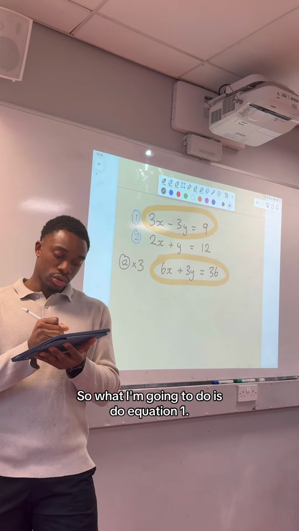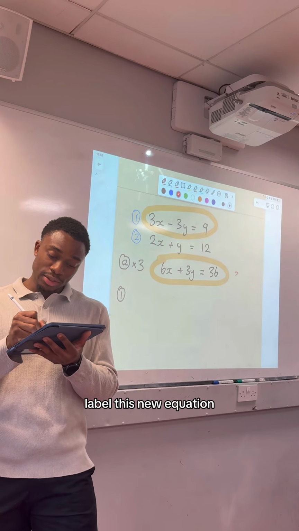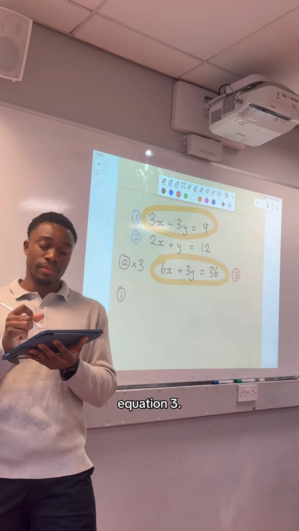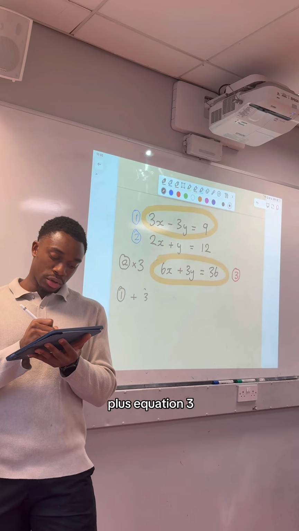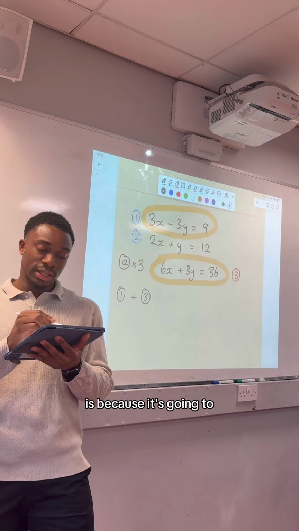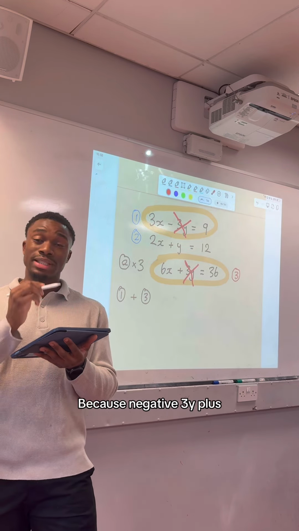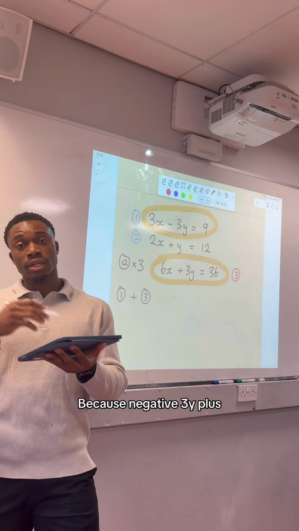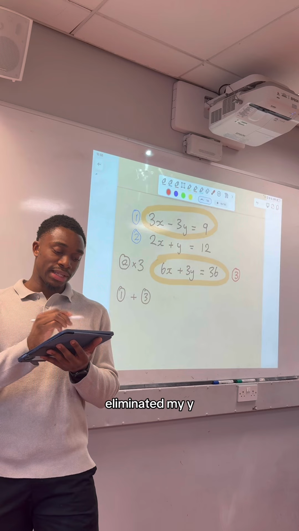So what I'm going to do is do equation 1. Before I do that, let me label this new equation, equation 3. So I'm going to do equation 1 plus equation 3. The reason I'm adding these new equations together is because it's going to allow me to eliminate this variable. Because negative 3y plus positive 3y gets me 0. So I've then successfully eliminated my y.